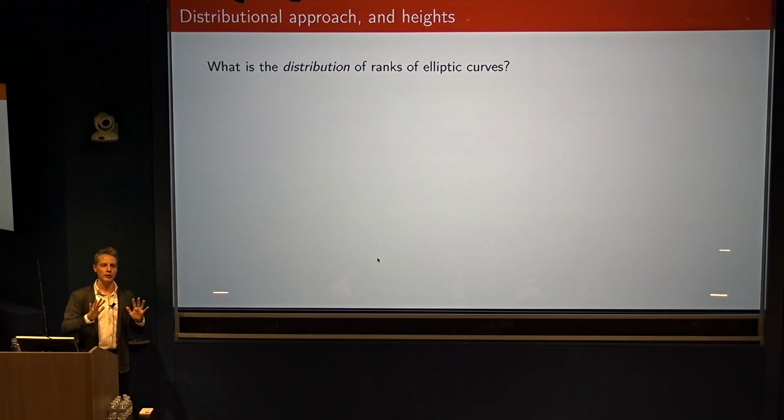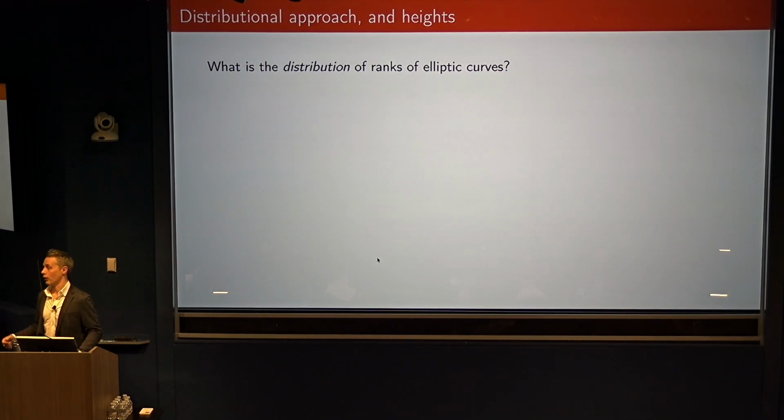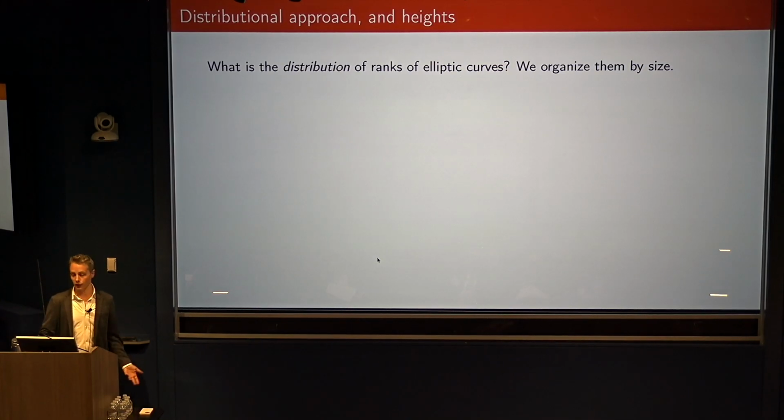So really, not just what the largest possible ranks are, but what the distribution of ranks of elliptic curves is. That is not going to directly answer the question, are the ranks unbounded, but it will try to address broader questions about the arithmetic of elliptic curves, and then hopefully bear on the question of ranks. So what does it mean to talk about the distribution of ranks of elliptic curves? There are infinitely many of them, so we're going to order them by size, cut off the size, try to decide a property of them, and let that size go to infinity.